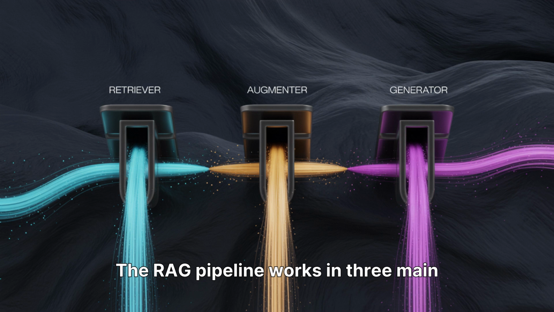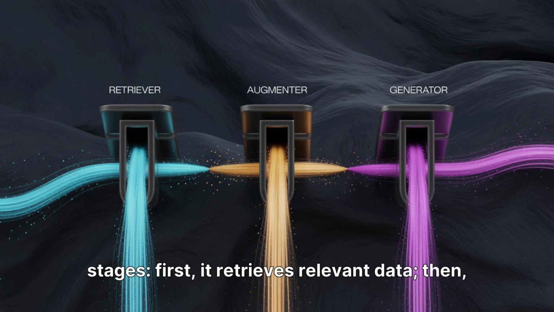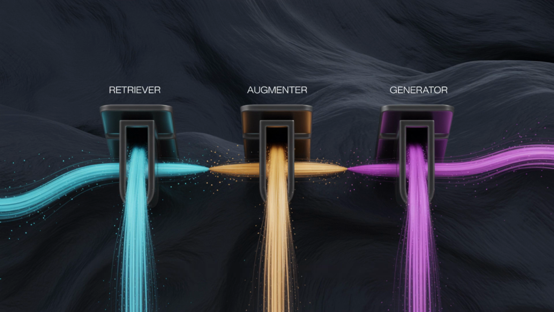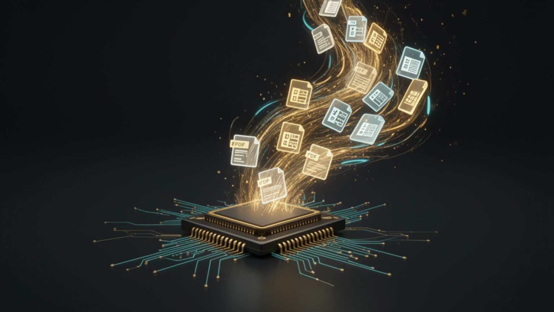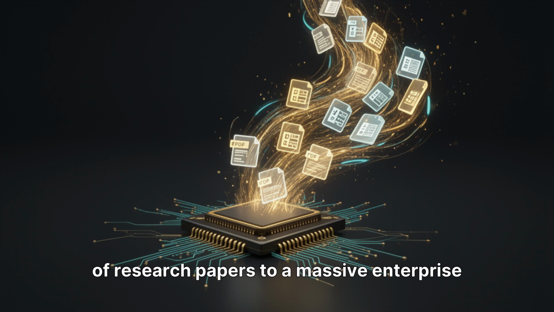The RAG pipeline works in three main stages. First, it retrieves relevant data, then it augments the user's prompt, and finally, the model generates a grounded response. It starts with your knowledge base. This could be anything from a folder of research papers to a massive enterprise database containing real-time information.